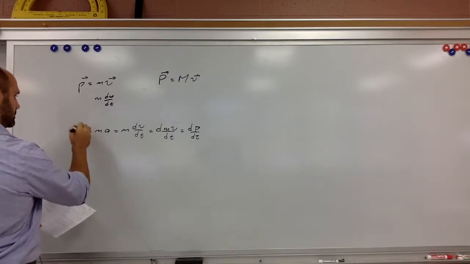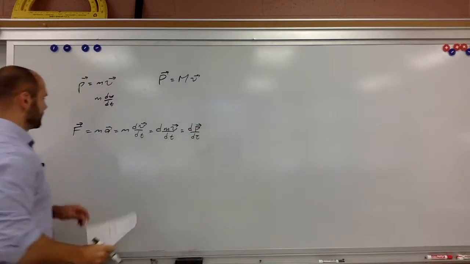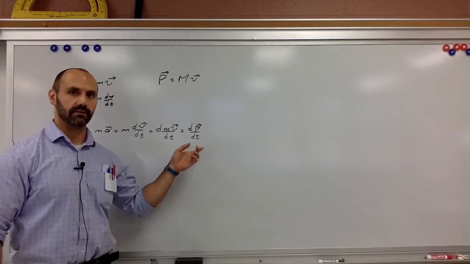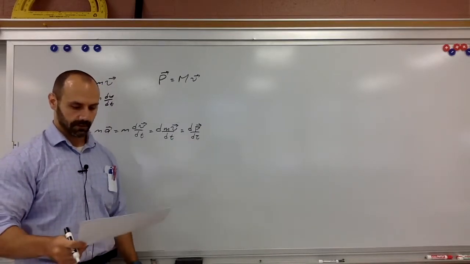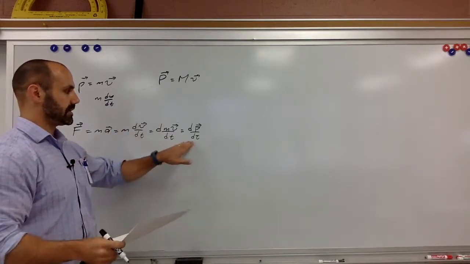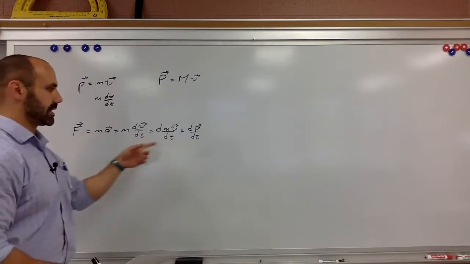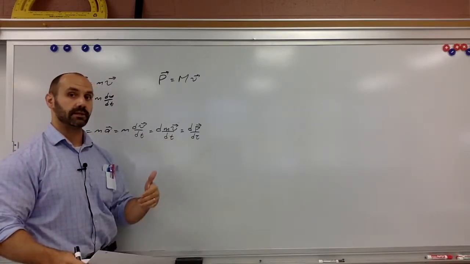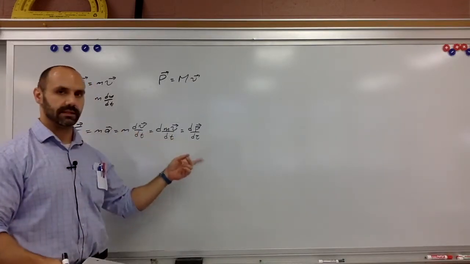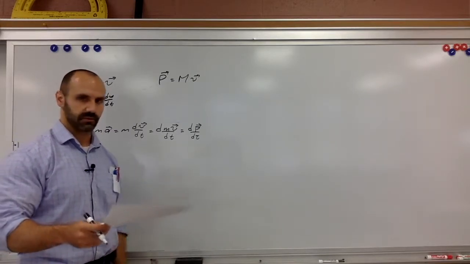So force, let's put arrows on our vectors here. The net force on an object is equal to the derivative of the momentum. As long as m is constant, by the way, this is actually how Newton wrote his second law, that the net force is equal to the time rate of change of the momentum. He didn't say F equals ma. He said F equals dp dt. Just a historical note there.